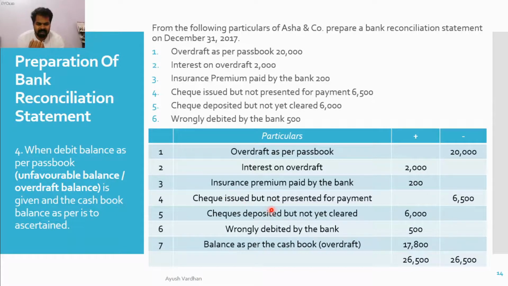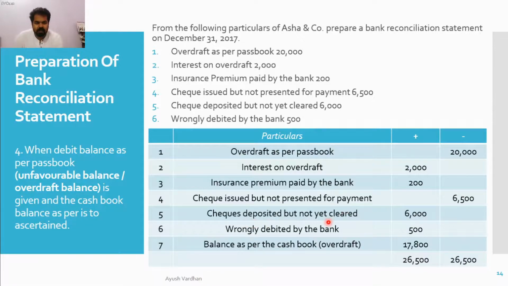Next is check issued but not presented for payment. In that case, the cash book and passbook are at balance level. Check issued means an immediate entry in the cash book. Cash book goes low, which means our target book goes low, and that is a negative.